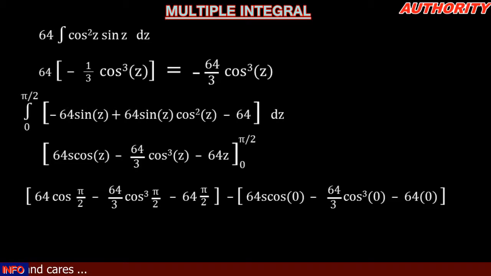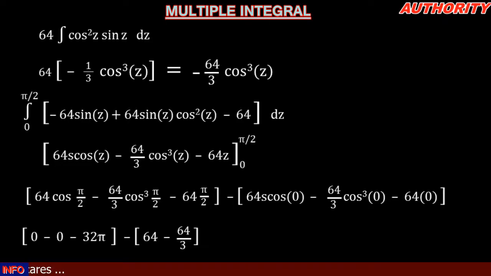All right, good. Now when you say cos pi all over 2 is going to give you 0, then 0 times 64 is 0. And then when you say cos cube pi all over 2, it's going to give you 0. And then 0 times 64 all over 3 is 0. And then when you say 64 times pi all over 2, it's going to give you 32 pi. So in the first bracket, we have 0 minus 0 minus 32 pi.